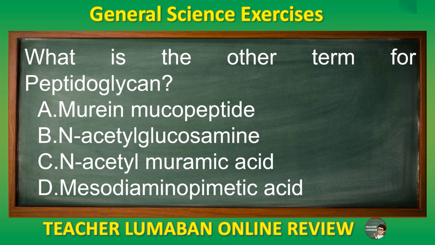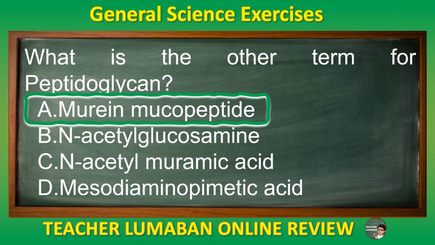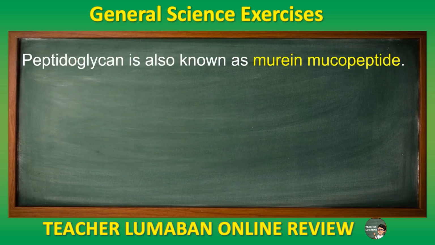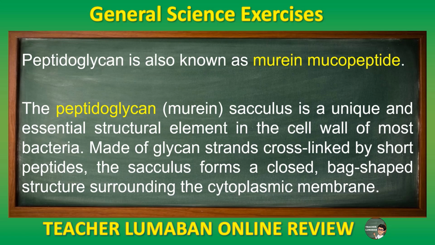The correct answer is letter A, murein mucopeptide. Peptidoglycan is also known as murein mucopeptide. The peptidoglycan, murein, sacculus is a unique and essential structural element in the cell wall of most bacteria. Made of glycan strands cross-linked by short peptides, the sacculus forms a closed, bag-shaped structure surrounding the cytoplasmic membrane.